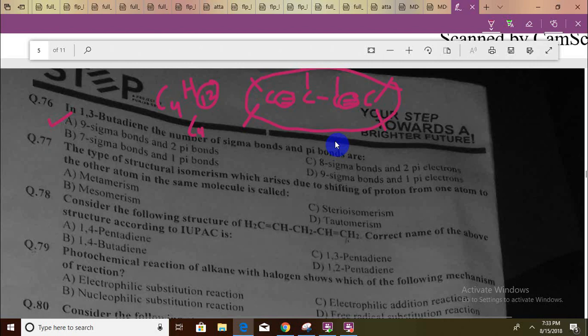So the type of structural isomerism, it arises due to shifting of protons from one atom to the other atom in the same molecule is called, and the name is Tautomerism.